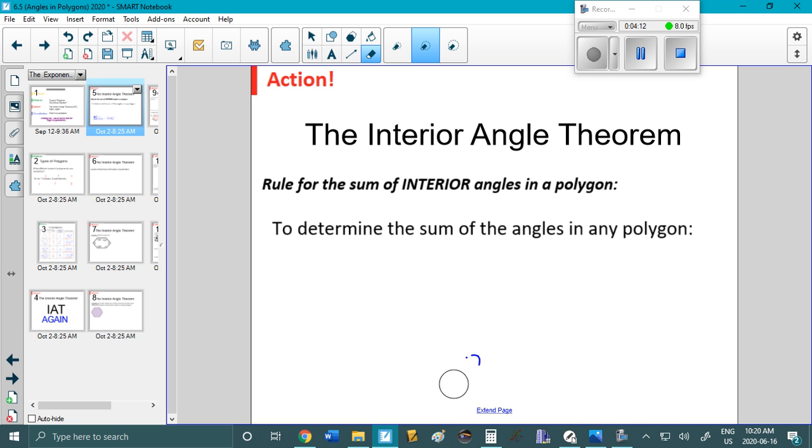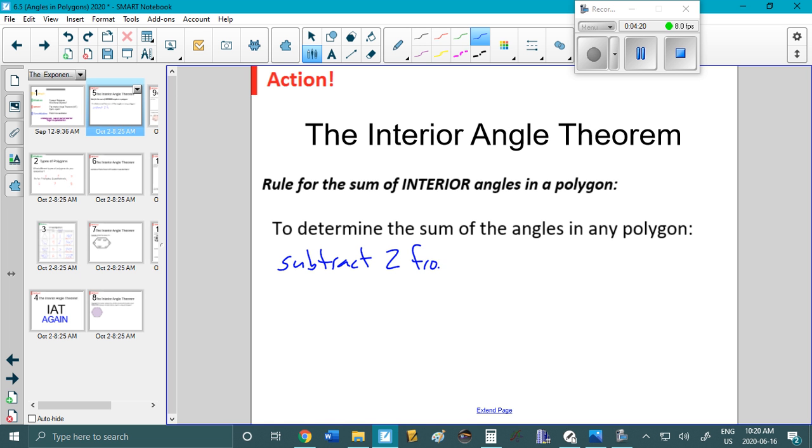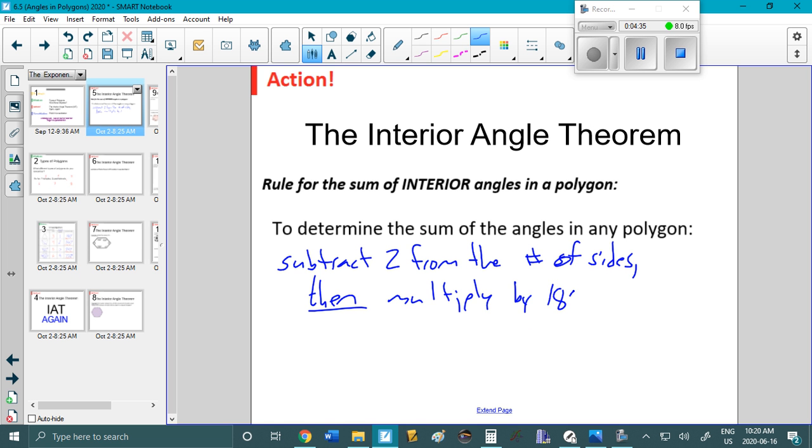So to add to your note here, we are going to say subtract 2 from the number of sides, then multiply by 180 degrees. So here we go.